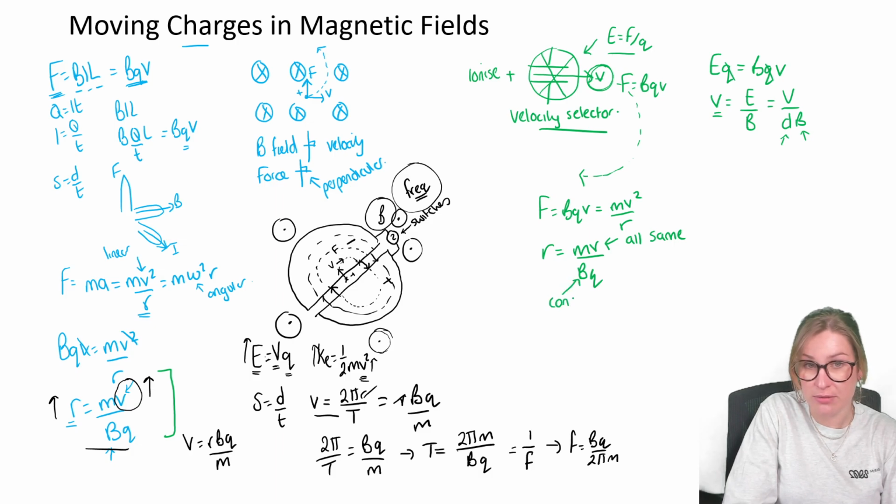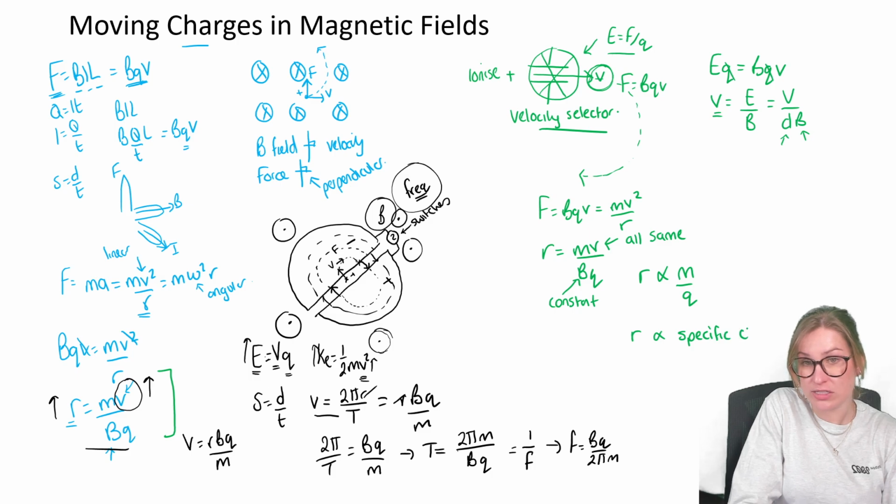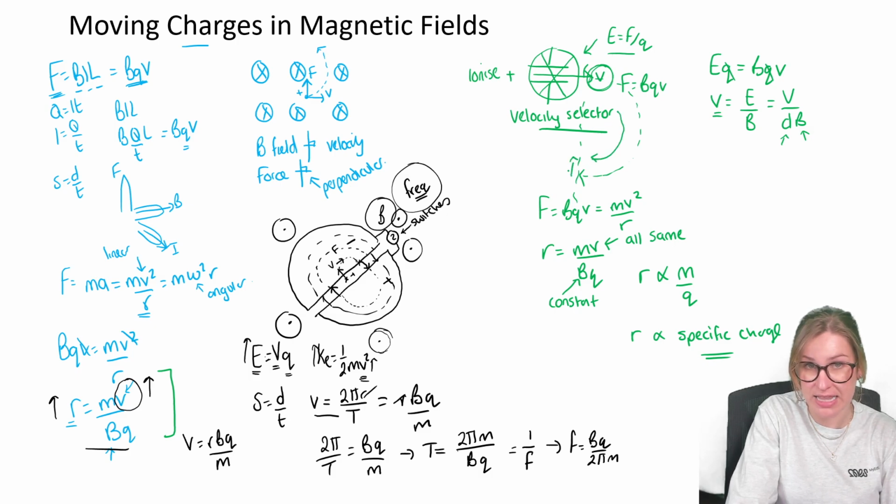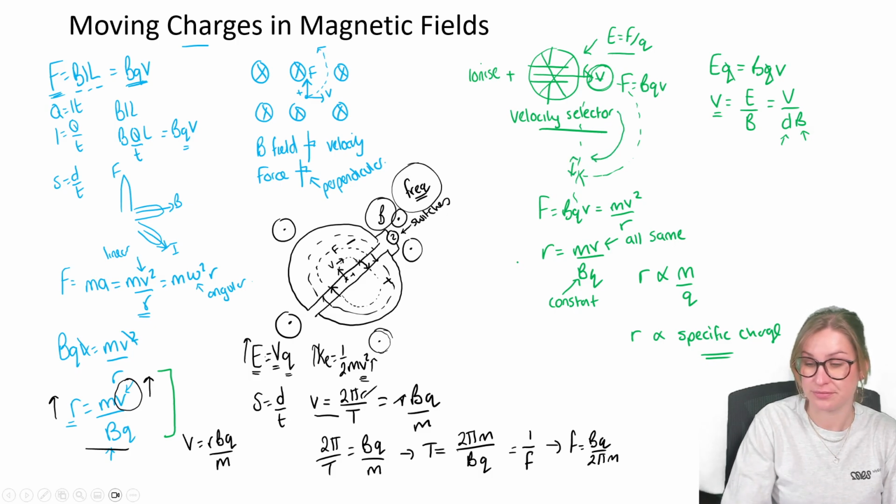That's another constant because it's applied across the whole mass spectrometer. So the radius is going to be proportional to mass per unit charge, or the radius is proportional to the specific charge. That's how we can use mass spectrometers to find out the specific charge of the different elements, because we can see the different heights at which they hit the detector.